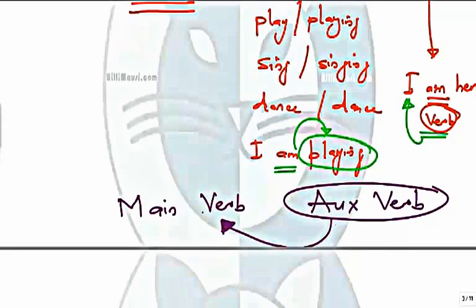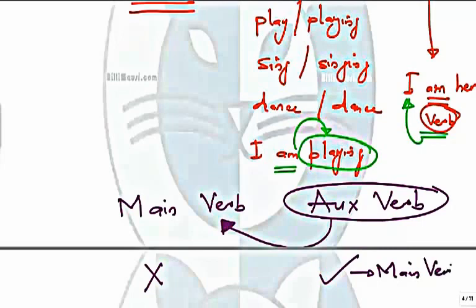Whenever there is no main verb, an auxiliary verb acts as the main verb. You might have got a little puzzled, so let me explain it to you.